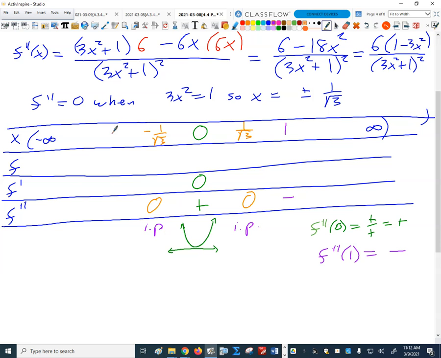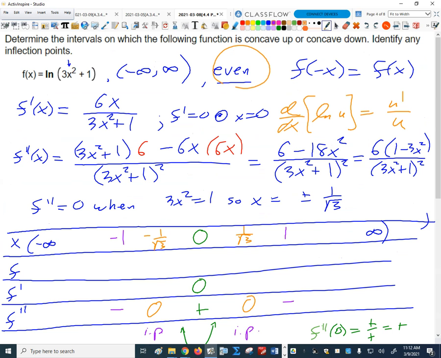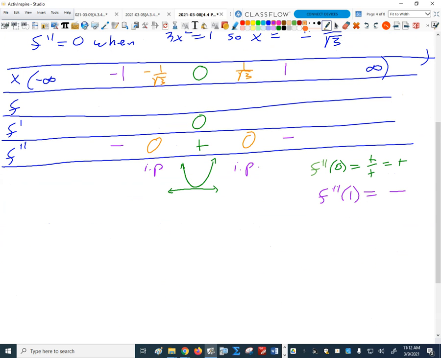Okay, and I could check at -1. I'm going to get the same result, aren't I? I'm going to end up with a negative second derivative, and so I get an inflection point there. So what did this question ask for? They want to know the intervals where the function is concave up or concave down. So it's concave up on the interval where the second derivative is positive, right?